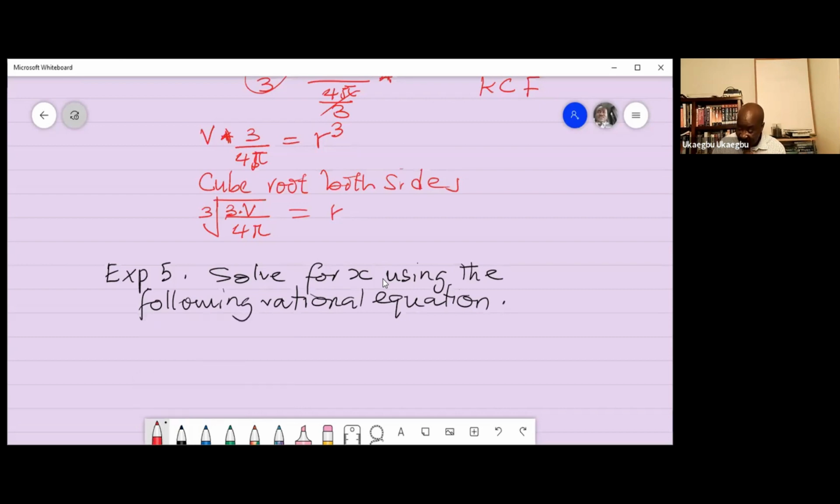Let me write it a different way. Make x the subject of the formula. So still using the same equation. So now what's the equation we are going to consider? We are going to consider 1 over x plus 4 equal to 3. This is 1 over x plus 4.